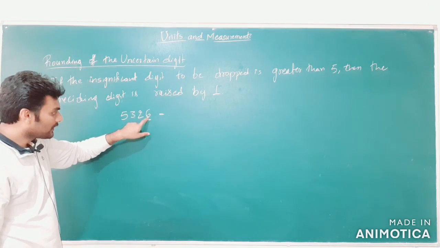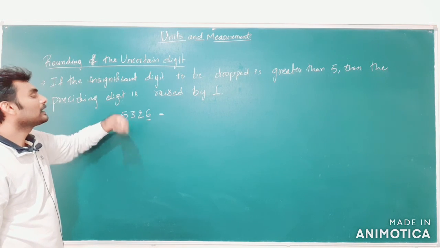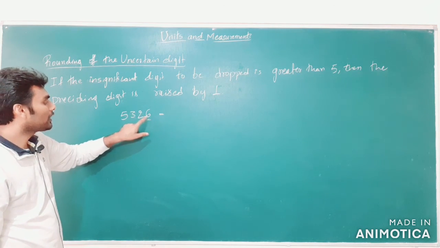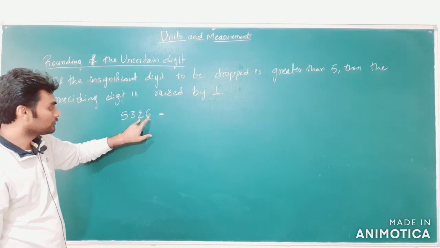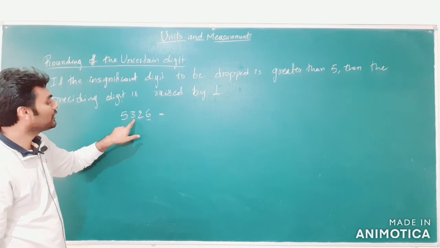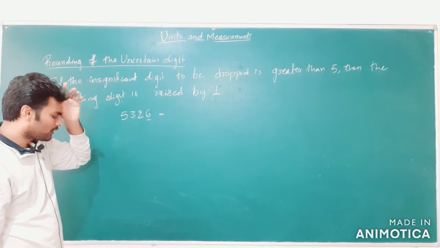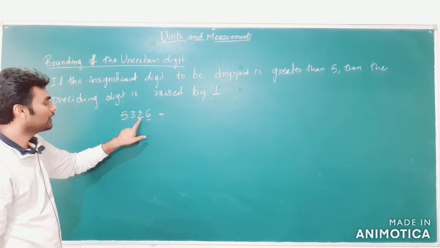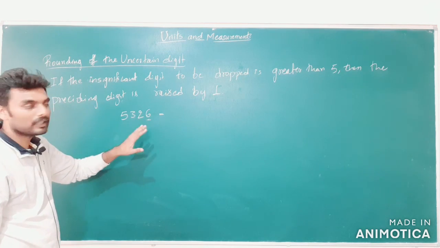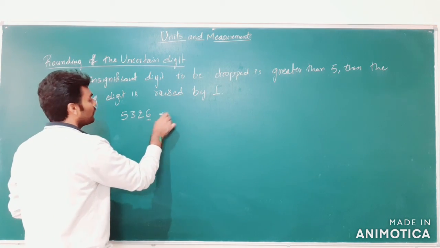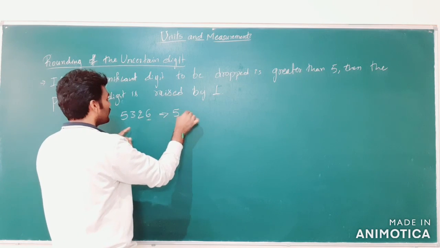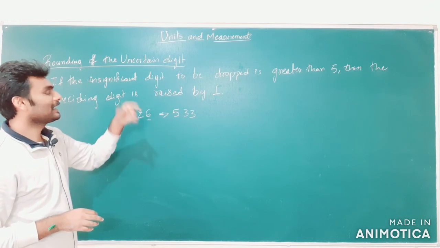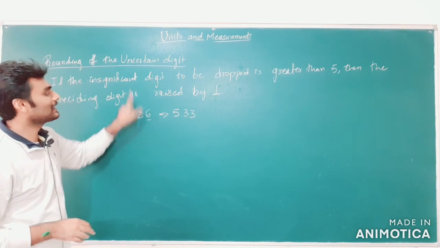So if this insignificant figure is greater than 5, we will round it off to 533, not 532. So that's the rule. Very simple. Since this value is greater than 5, instead of 2, I'll write 3 and round it off. After rounding it off to 3 digits, it will become 533, because 6 is greater than 5. That is why the preceding digit is raised by 1.